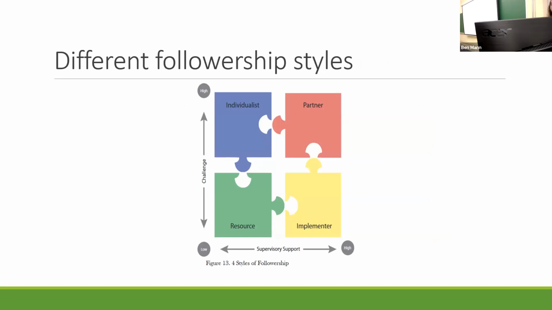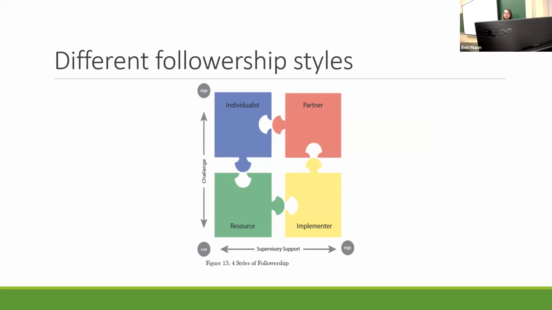Lastly, we have different styles of followership, right? So we have leaders and how leaders choose to communicate, but members of a group are going to choose to engage and communicate in different ways too. This can be defined in terms of the support that they receive from a supervisor, and also the degree to which a follower is willing to challenge the leader as well.